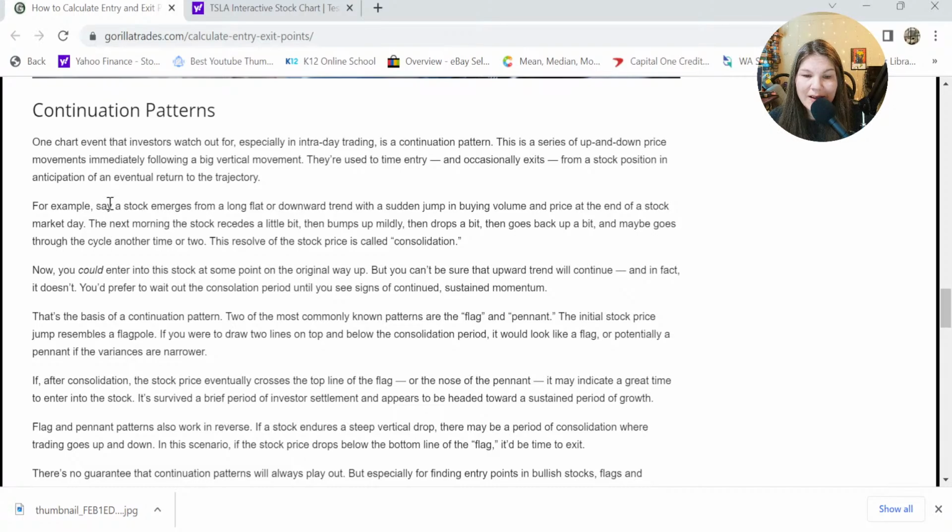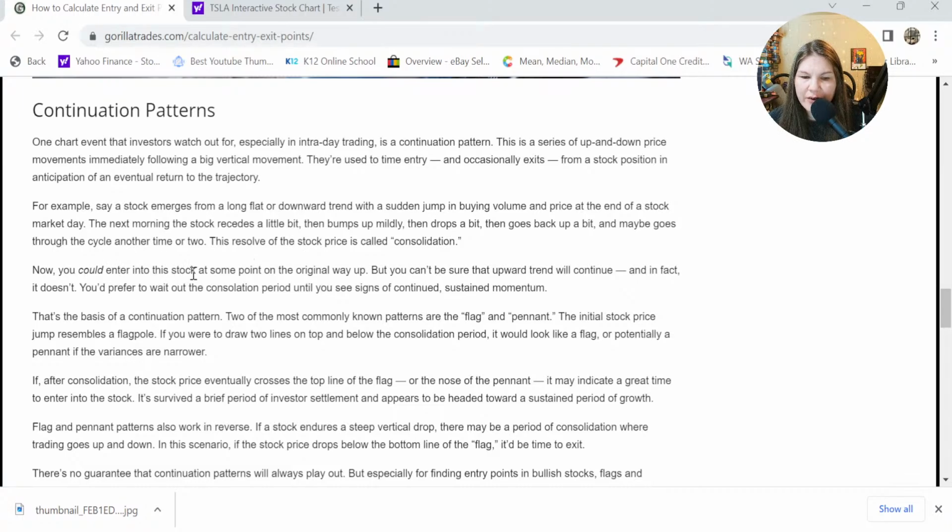For example, say a stock emerges from a long flat or downward trend with a sudden jump in buying volume and price at the end of a stock market day. The next morning, the stock recedes a little bit, then bumps up mildly, then drops a bit, then goes back up a bit, and maybe goes through another cycle another time or two. This result of the stock is called consolidation.